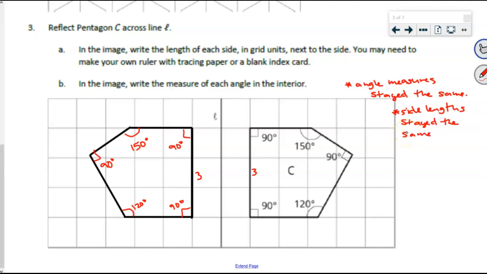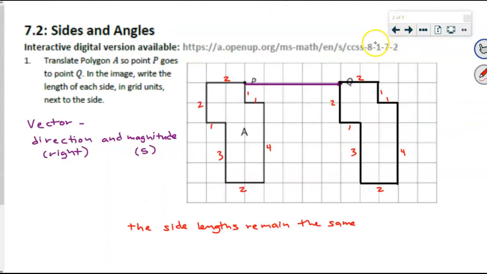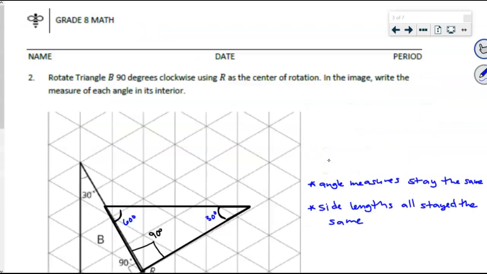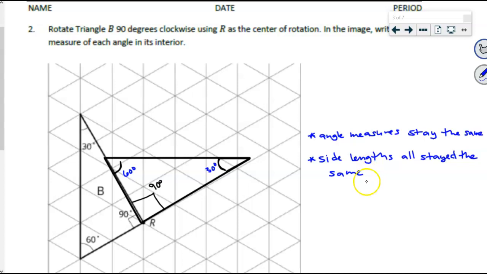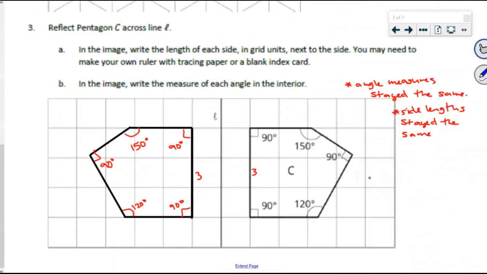We saw that same behavior in each one of these. We saw over here with our translation that the side lengths remain the same. And even though it didn't ask us to, I hope that you observe here, this is a 90-degree angle because it lines up perfectly with those vertical and horizontal lines. So we're even seeing the side lengths remain the same and the angle measures remain the same in a translation. Angle measures and side lengths stay the same in a rotation, and angle measures and side lengths stay the same in a reflection. That is pretty important.